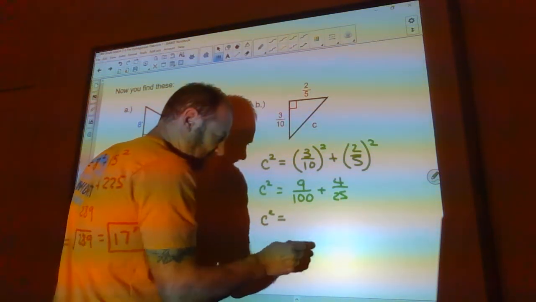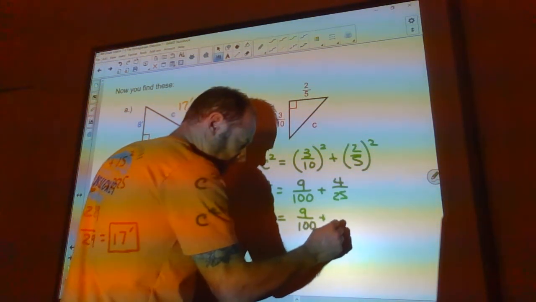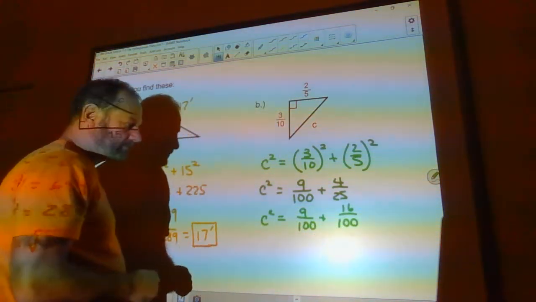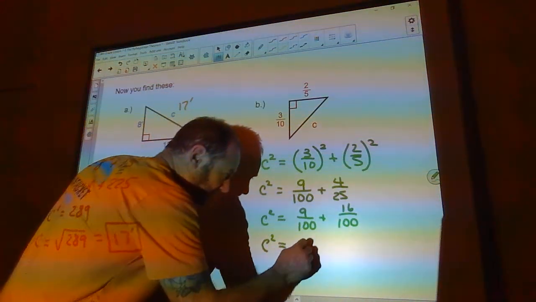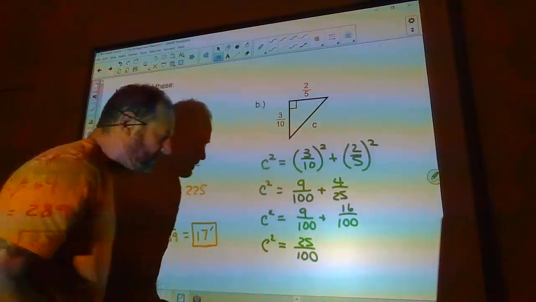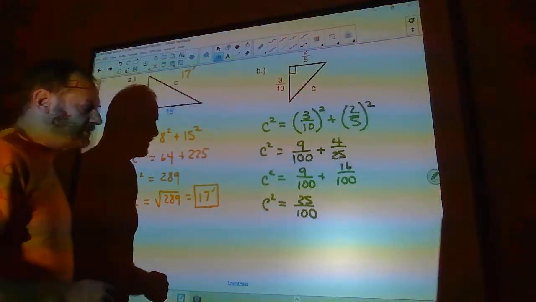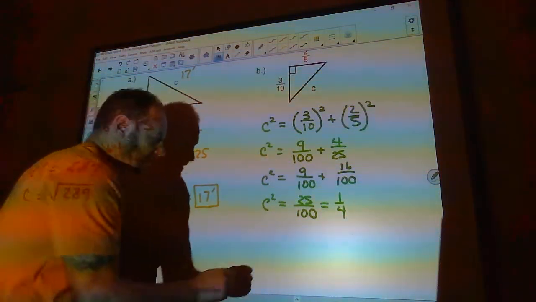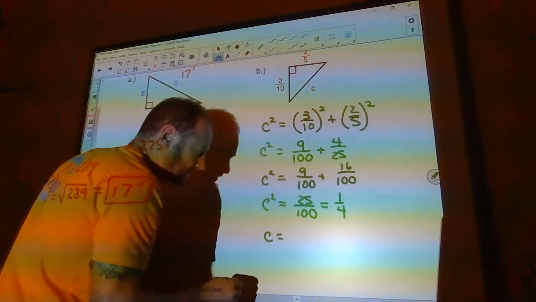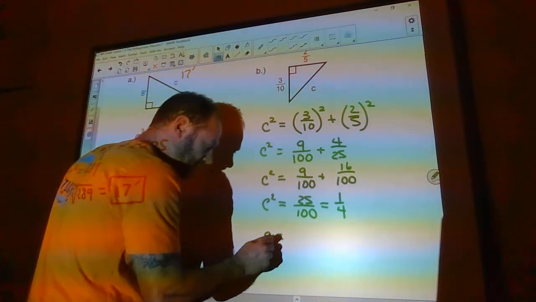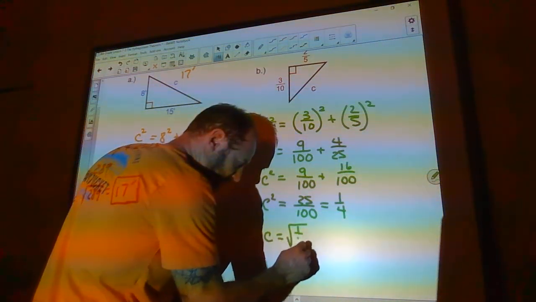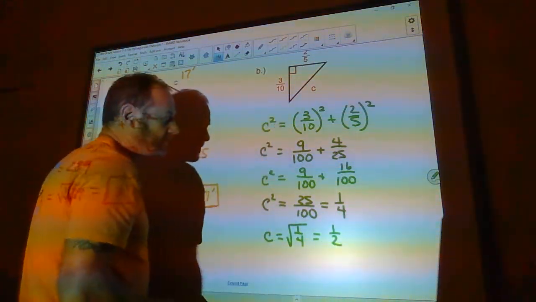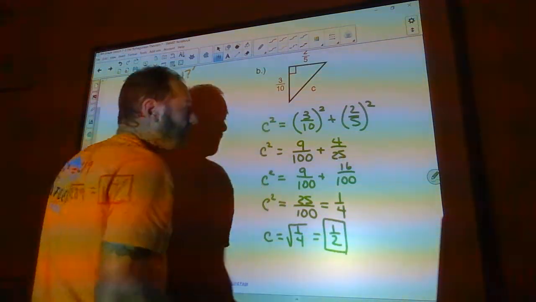So c squared, that's going to be 100. It's going to be my common denominator. So let's see, I multiplied that by 4 to get that, so this is going to be 16. And I add those together, and I'm going to get 25 over 100, which I can reduce because 25 will go into both of those. That's 1/4. All right, now this is tricky. When I square root 1/4, okay, so this is going to be the square root of 1/4. The square root of 1 is 1, and the square root of 4 is 2. So C ends up being 1/2.